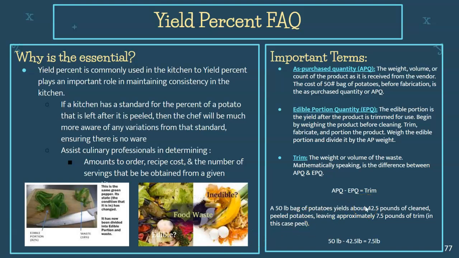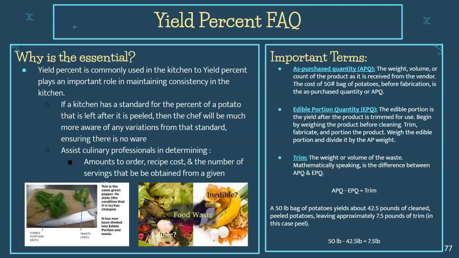Some terms to be familiar with that we're going to be using throughout this chapter and chapter 8 is as purchased quantity, which is known as APQ. This is the weight, volume, or count of the product as it is received from the vendor. So, for example, the cost of a 50 pound bag of potatoes before fabrication, meaning cut down, is the as purchased quantity or APQ. So when I buy a bag of potatoes, it's as is before I cut it down, before I do anything to it. I'm buying 50 pounds, and that's my as purchased quantity.